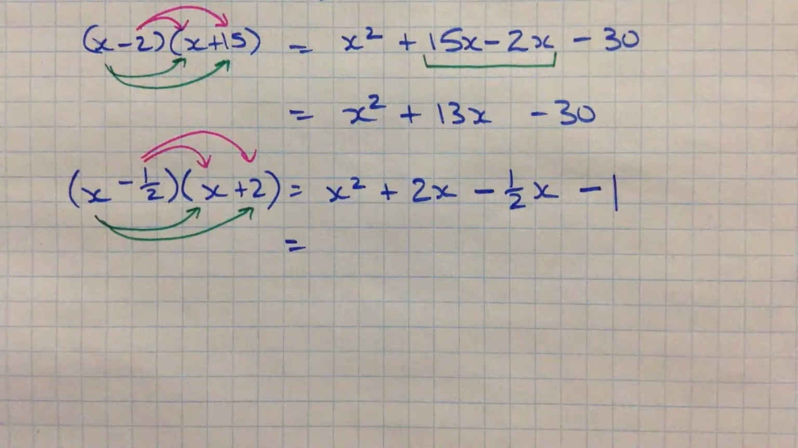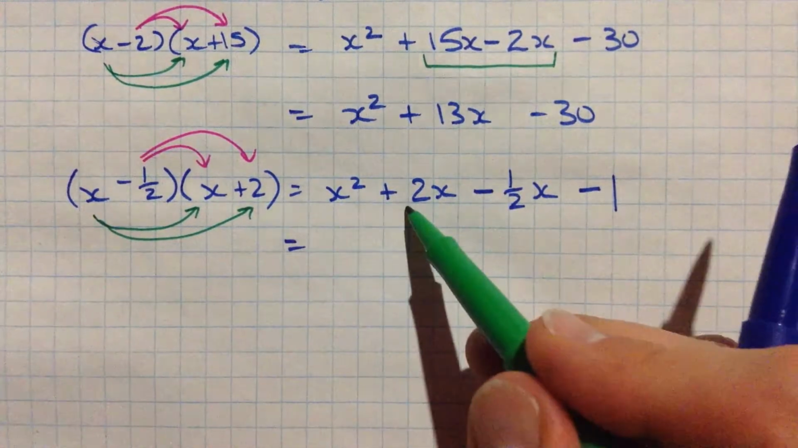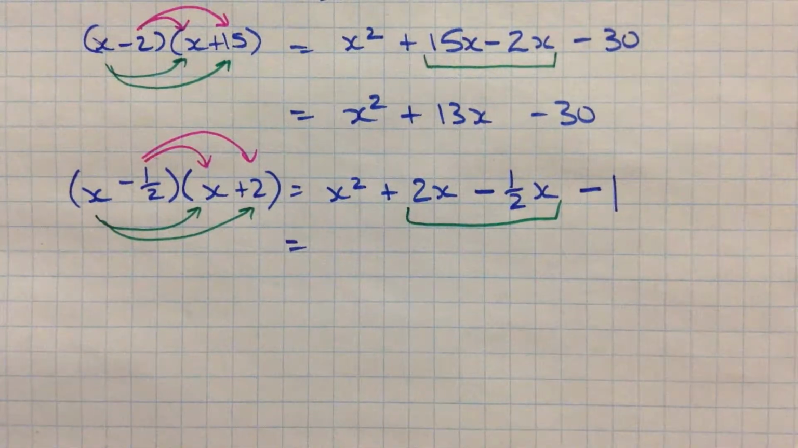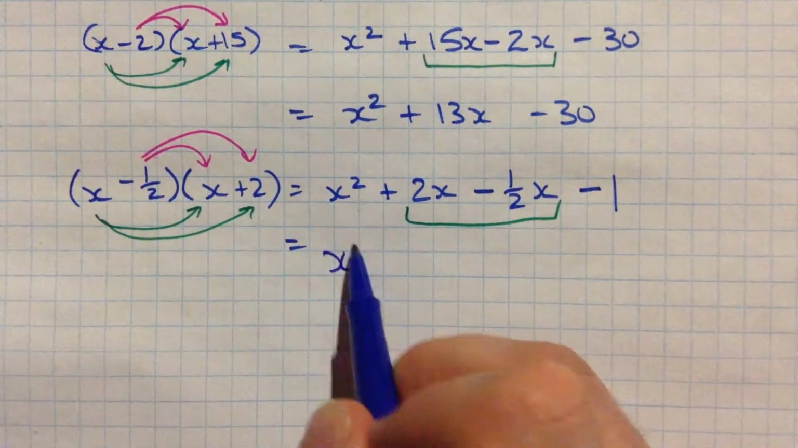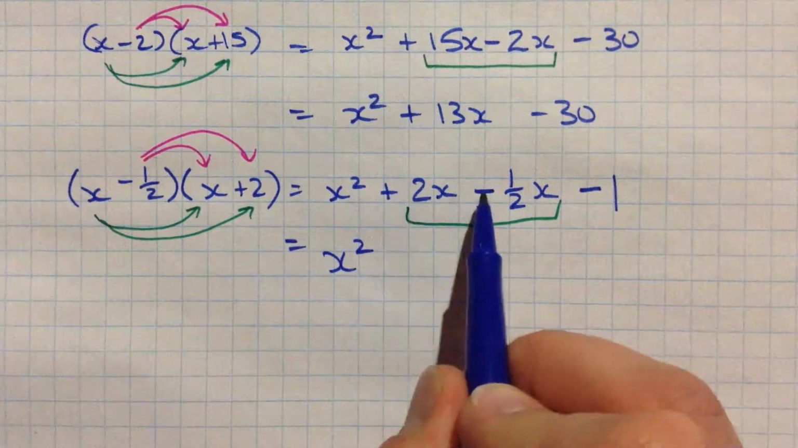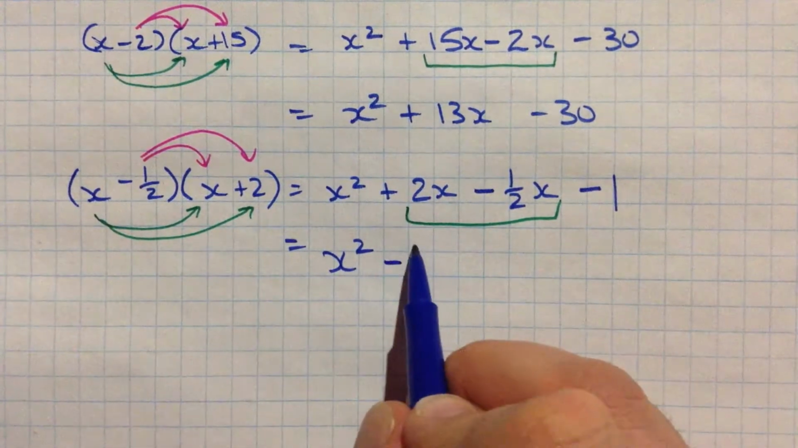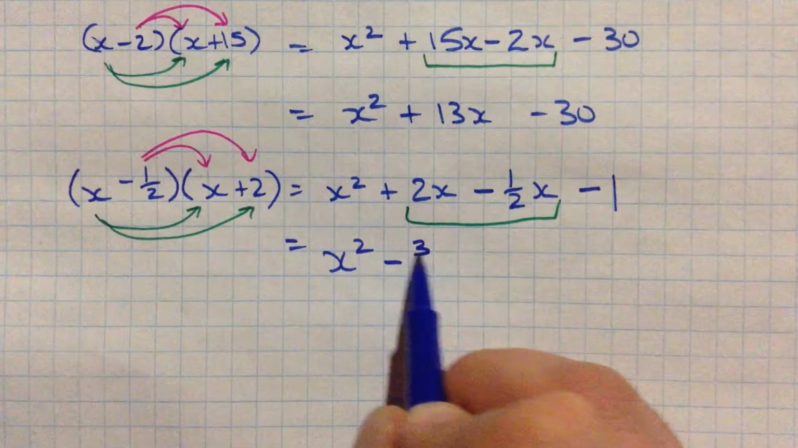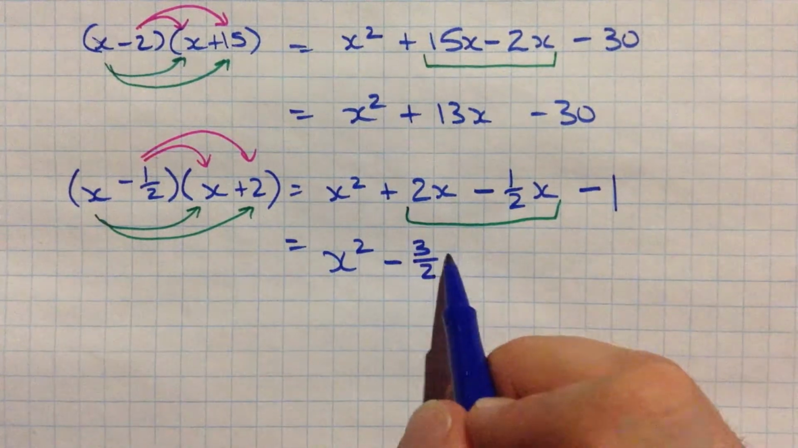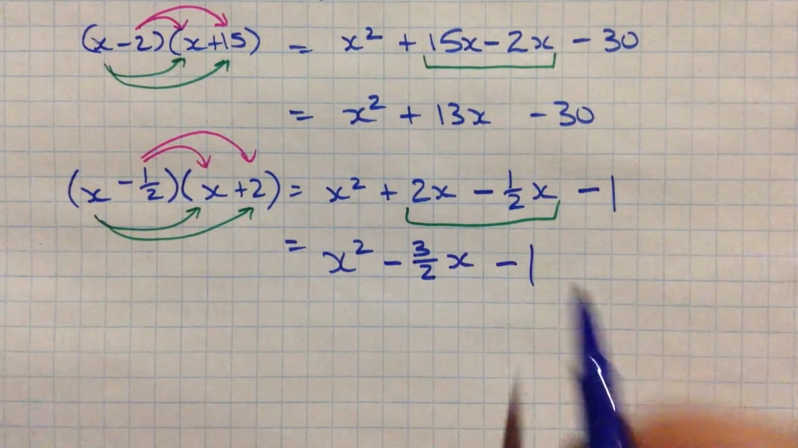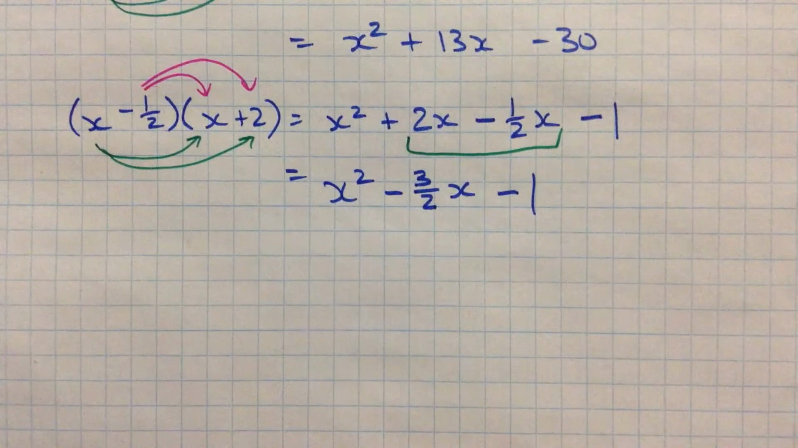And once again, we're going to collect our like terms, meaning that they have the same variable to the same exponent. So that's x squared. Here we have 2 minus a half, and that is 1 1/2, or I like improper fractions myself, 3 halves, x minus 1. Alright, let's do one more.